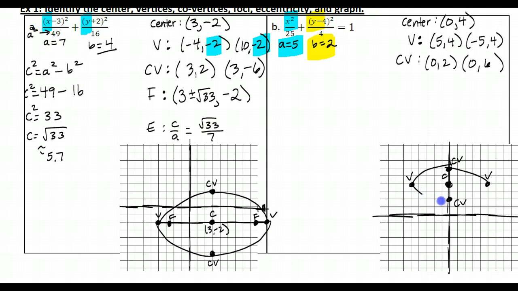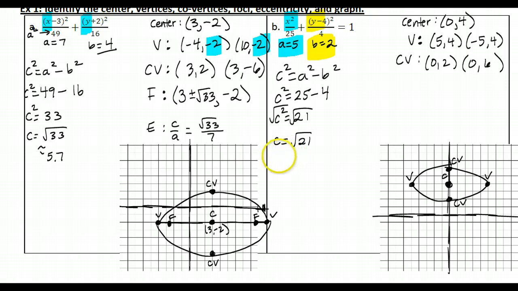I still need to find my foci. So here's where I pull out the c squared equals a squared minus b squared formula. So this time, a squared is 25, b squared is 4. So c squared equals 21. Square root of 21 is my c value this time. And that ends up being approximately 4.6.